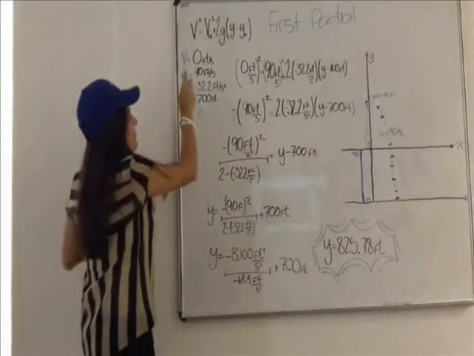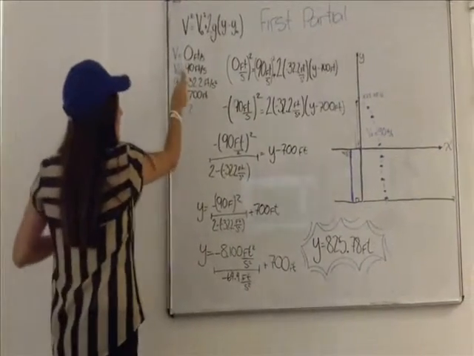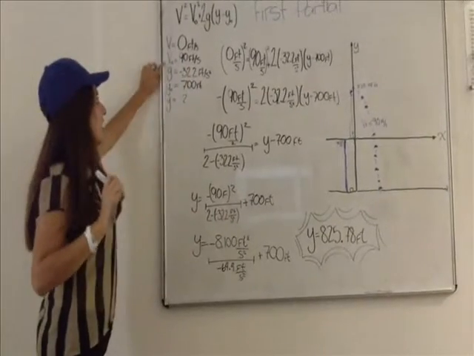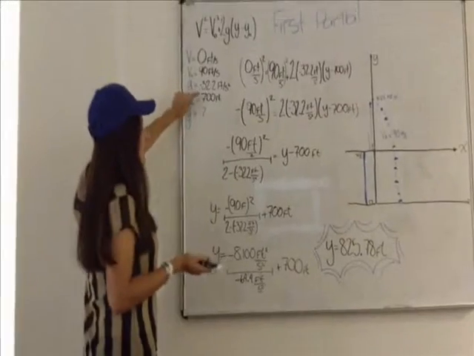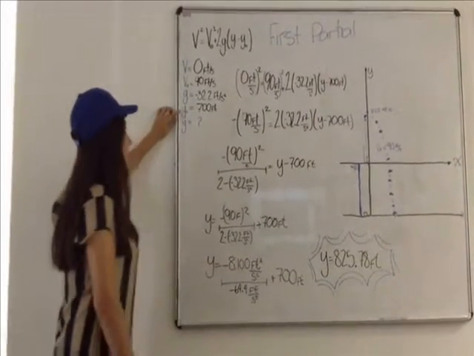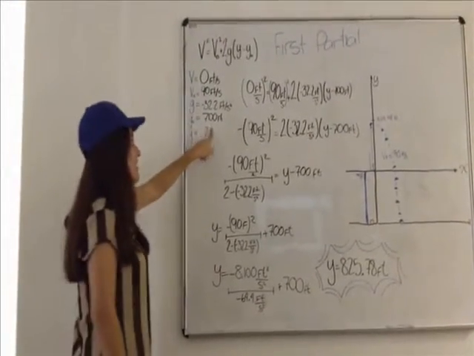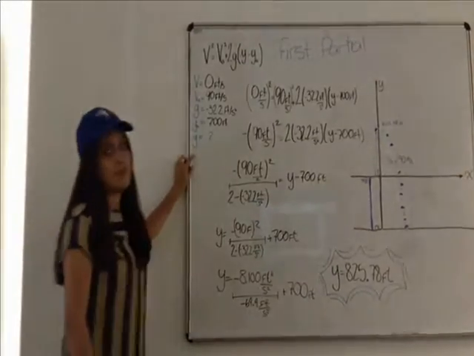So we know that the final velocity is 0 feet per second. The initial velocity is 90 feet per second. The gravity is minus 32.2. The initial position is 700, and we need to find out the maximum position.